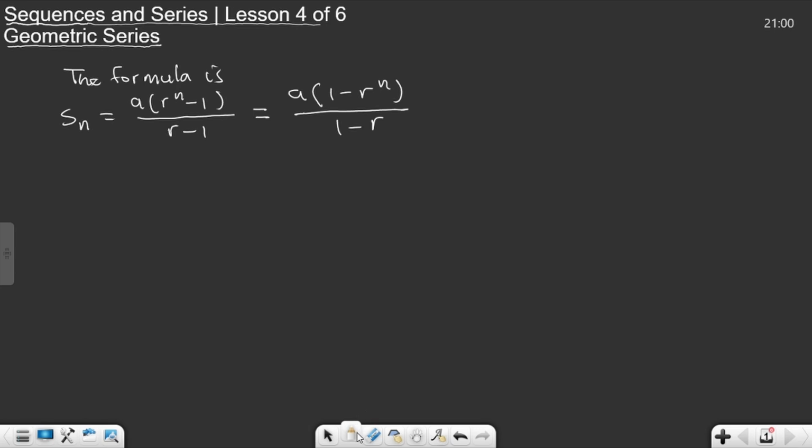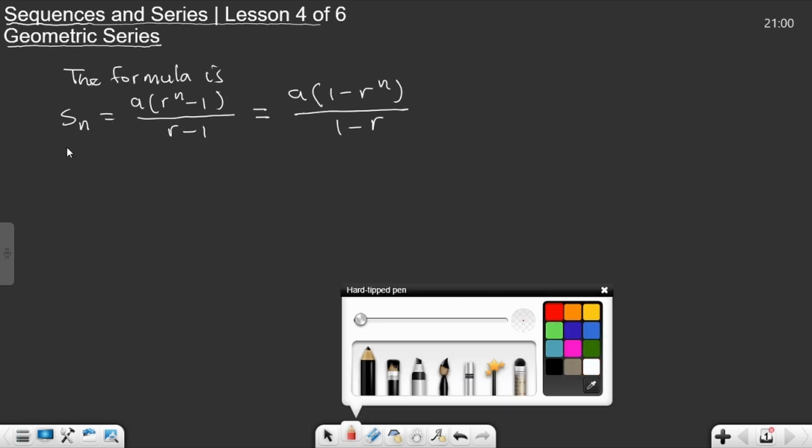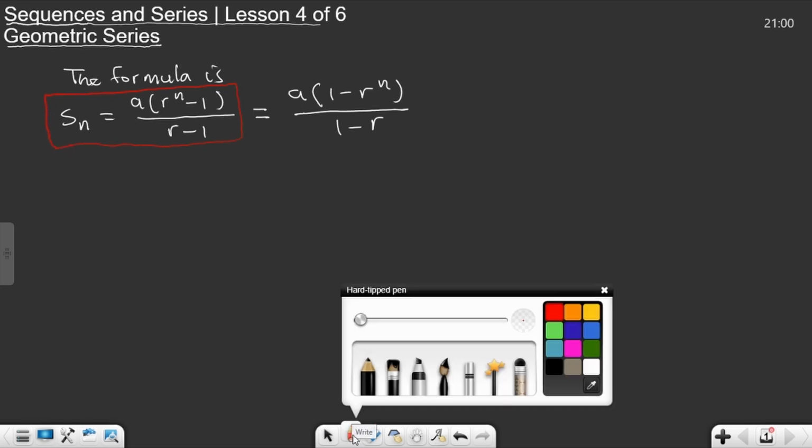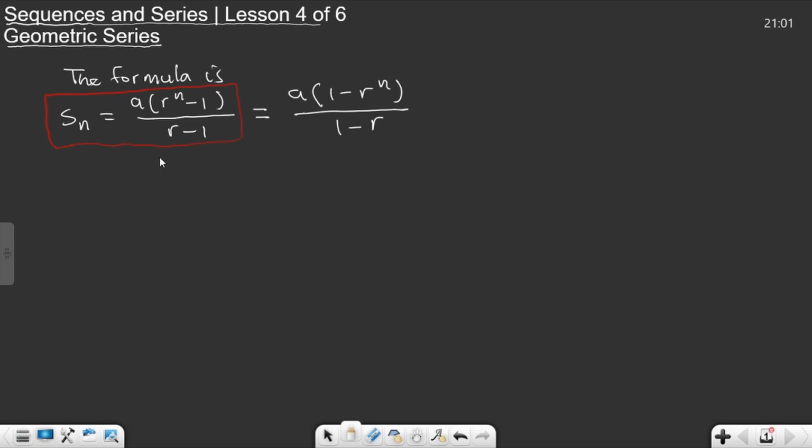So what you need to do is only memorize, if you want, one formula. Let's say this one. You don't need to memorize the two formulas. If you think I'm wrong, I'd like you to prove me wrong. I'm telling you that the first formula is equal to the second formula. You can use either one for any value of R, whether R is less or greater than 1.